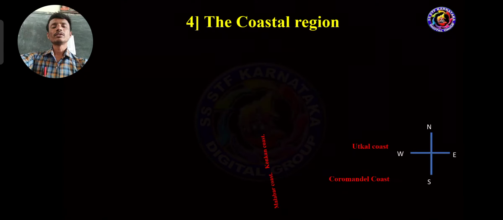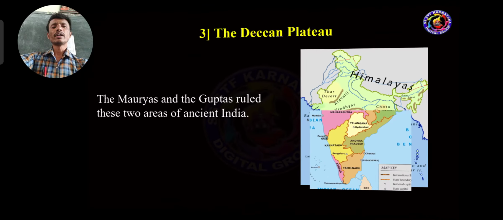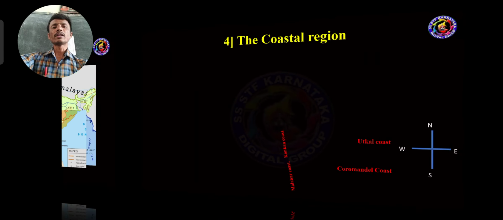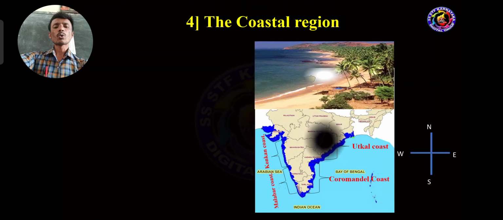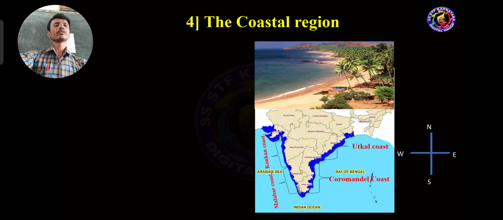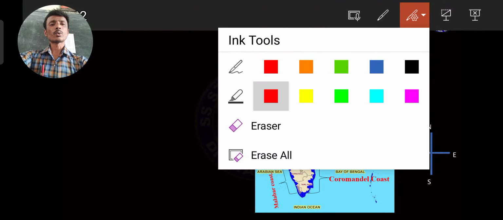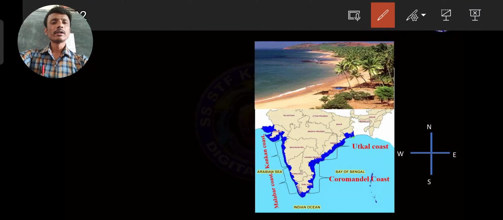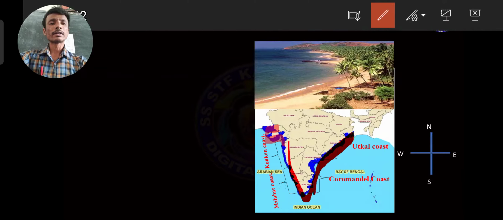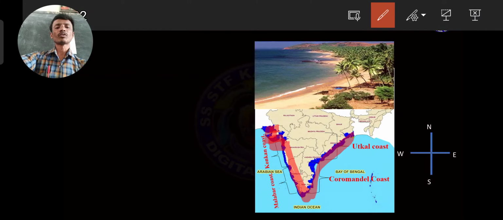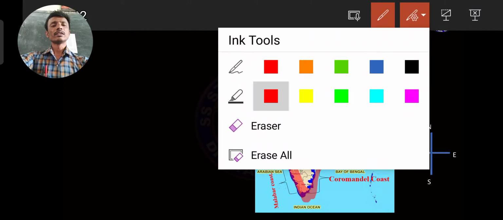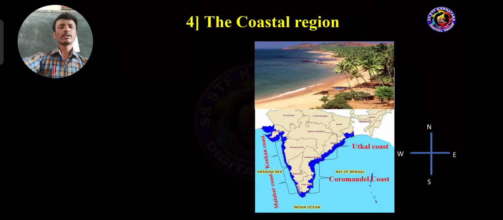Then, dear students, after the Deccan Plateau, another very important region is the coastal region. Look at the map, at the blue mark. This is what we should consider for the coastal area. The coastal area is very important.